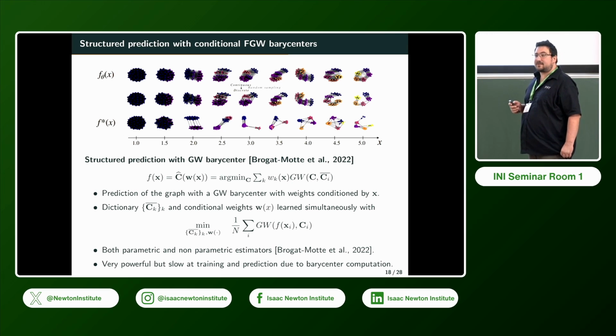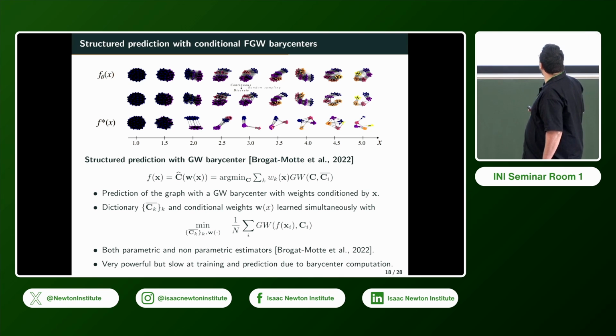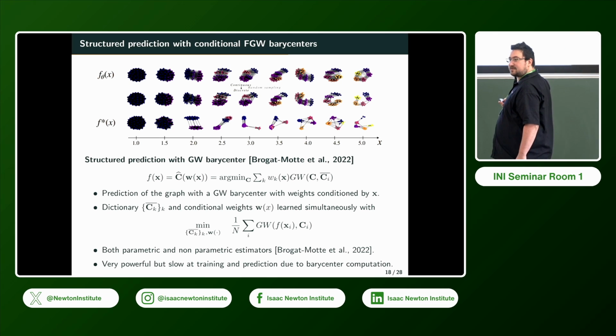Okay, yes? Can you comment on what is the space where C is living and how you solve the minimization? This? Yeah. Or this? Because there are two. Yes. This is a barycenter. So we have an algorithm to solve the barycenter. It's block coordinate descent. The C is living in which space?